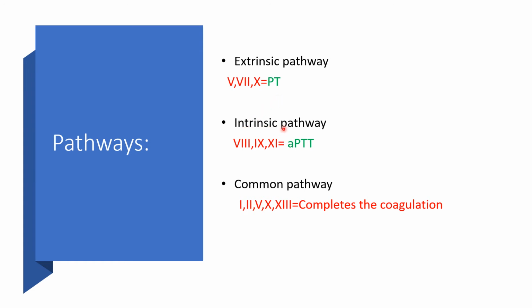The intrinsic pathway will make use of factors 8, 9, and 11. And you can assay that using your APTT. APTT is also useful in monitoring heparin therapy. And a common pathway will make use of factors 1, 2, 5, 10, and 13, and the coagulation will be completed with the common pathway.